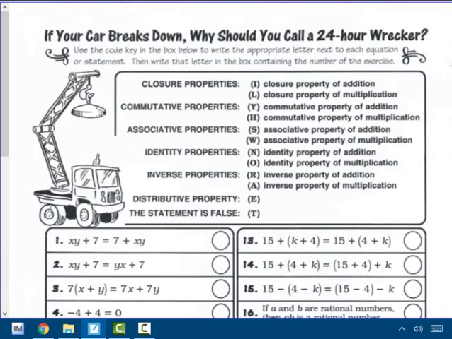On the next page, oh, we've got one of these riddles. And it says, use the code key in the box below to write the appropriate letter next to each equation or statement. Then write that letter in the box containing the number of the exercise. So you have to say, what property is this example showing?